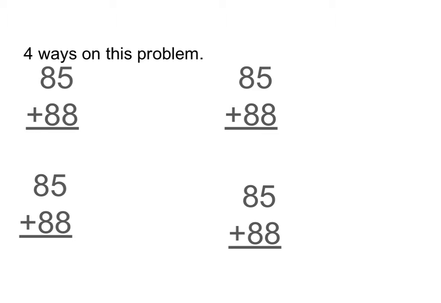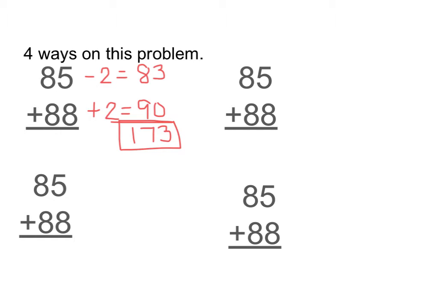All right, as I look at this, 85 plus 88, I can easily add 2 to the bottom number, which means I need to subtract 2 from the top number. So I have 90, and then I have 83 up there for a total of 173. Now, here's where we're going to start doing some rounding and adjusting.